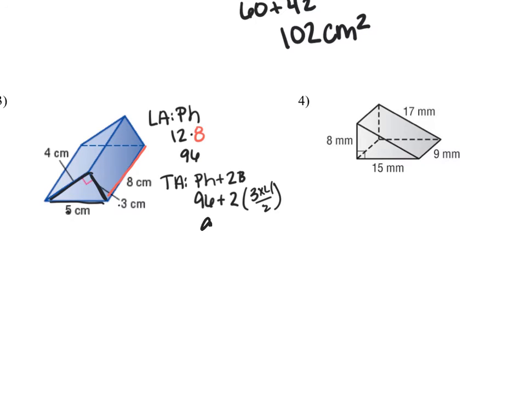So this is 96 plus 2 times 6, right? 12 divided by 2 is 6. Okay? 6 times 2 is 12. 96 plus 12.